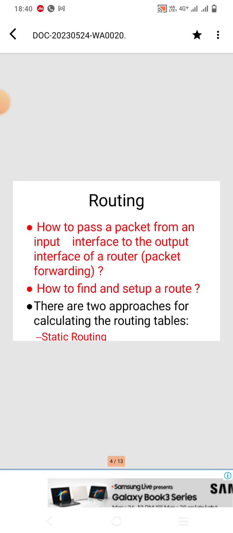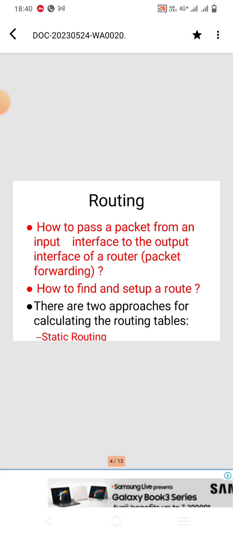So now let us see what is meant by routing. Routing is nothing but how to pass a packet from the input interface to the output interface of the router. That is called packet forwarding. Packet forwarding is nothing but how the packet has to be sent from the source to the destination, and how to find and set up a route. So everything will be defined in the routing.